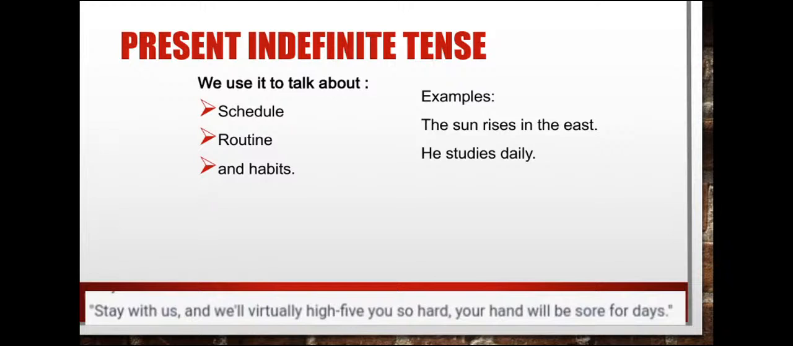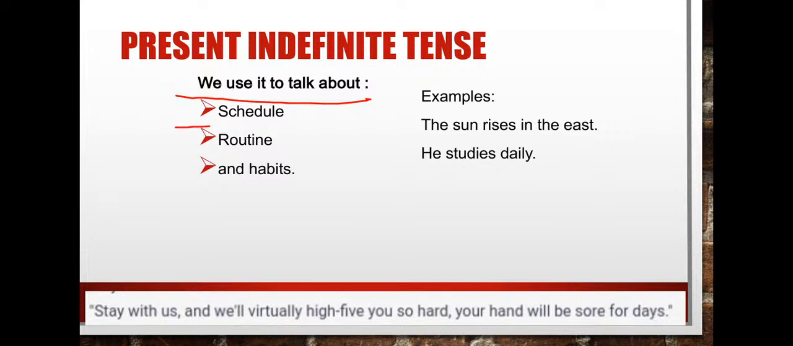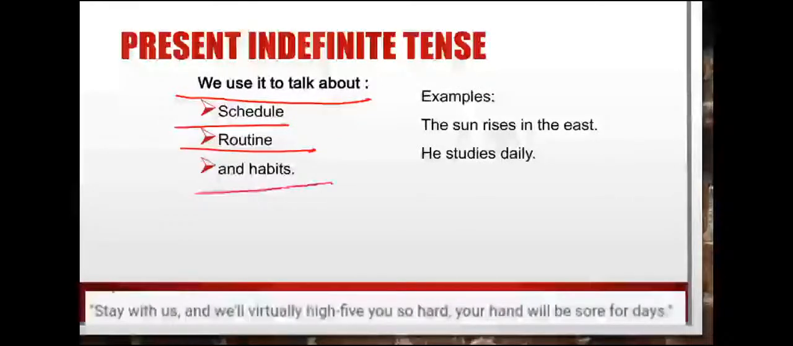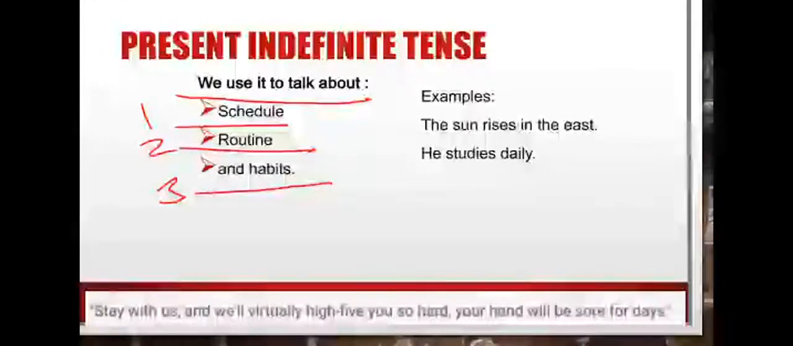Now, why are we using it? First, we need to know about its uses, and then we'll come to know how it is being used. The first one is about its uses. We use it for something that is being scheduled, and something that is a routine or habit. These are the three things that you have to keep in your mind. None of any other thing would be used in present indefinite if these three things are not followed.